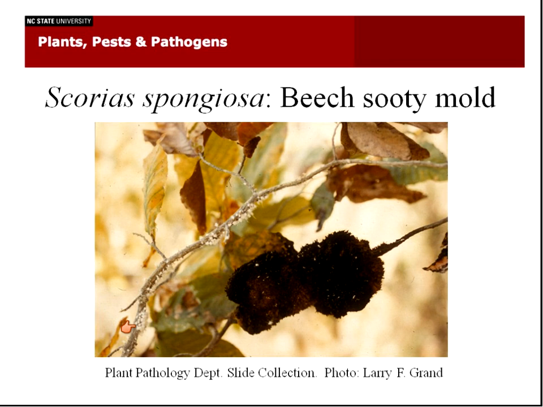The point here being that this is not actually damaging the tree in and of itself. It's just growing very abundantly on the honeydew, and sometimes it will fall off on the ground, and you find it on the ground underneath the tree.